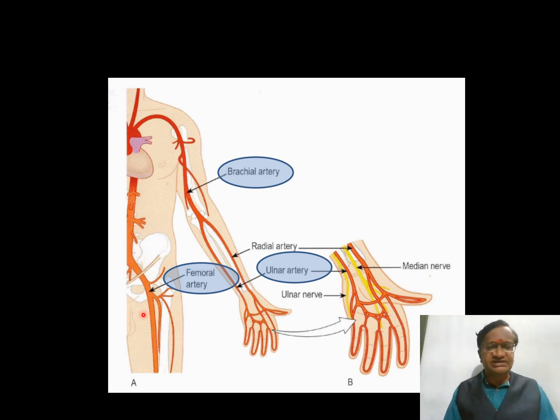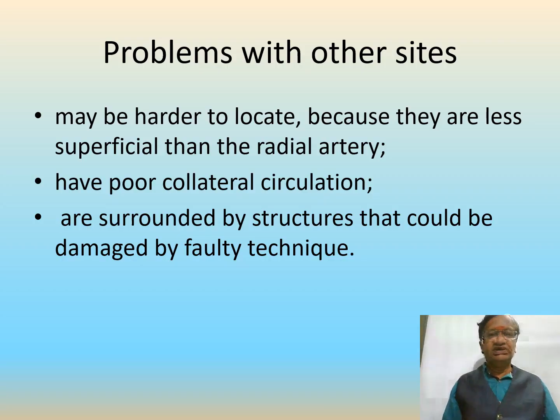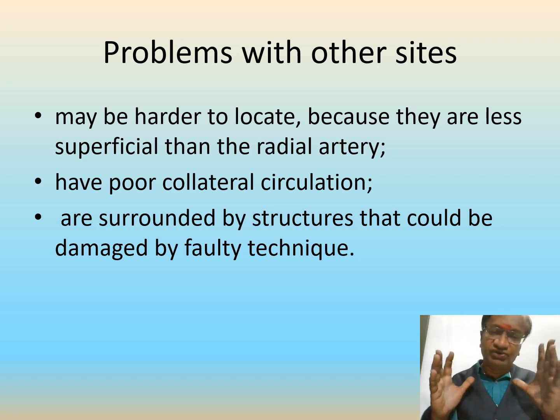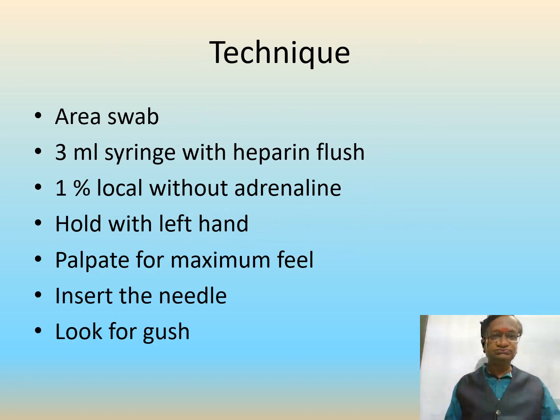There are other options like the femoral artery, ulnar artery and brachial artery. Already we have said the radial is superficial, the collaterals are good, and the Allen's test is possible. All these things make the radial artery the choice. Problems with the other sites: poor collateral circulation, and sometimes the brachial artery is very close to the median nerve. We have to think before pricking the other vessels.